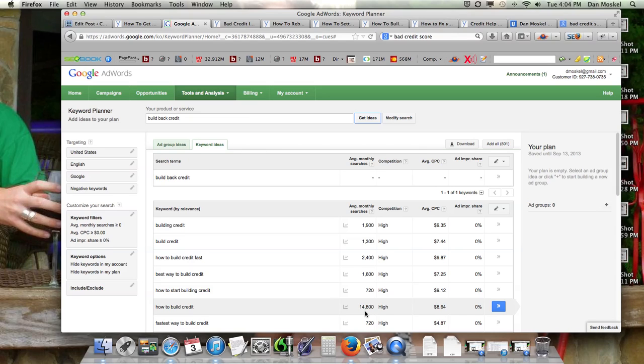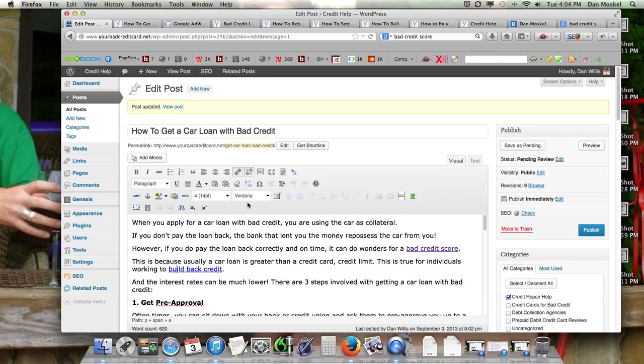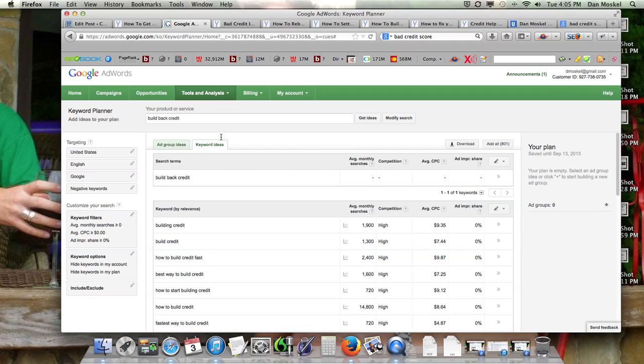So this is true for individuals working to rebuild credit. Let's try working to rebuild credit and see what the search volume is for rebuild credit, because that's the same exact idea as build back credit. Almost 2,000, how to rebuild credit. Rebuilding credit looks like a good one too. We're just going to leave it with rebuild credit.